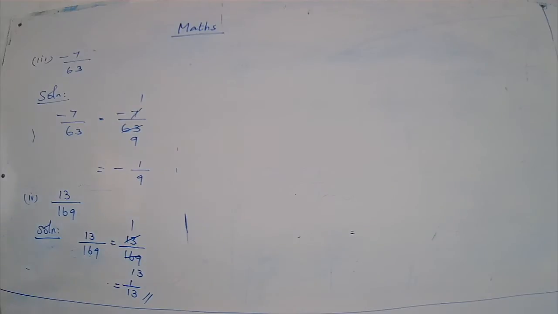Right children? Write it in your classwork notes. So the standard form of rational numbers is finished. Exercise 1.1 finished. Then now we are going to the next topic.